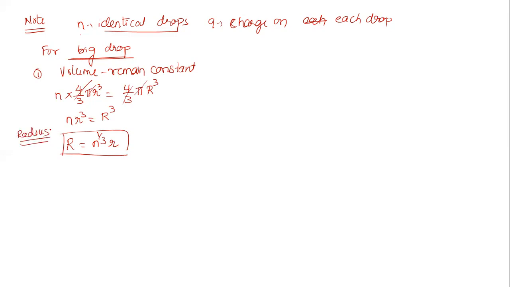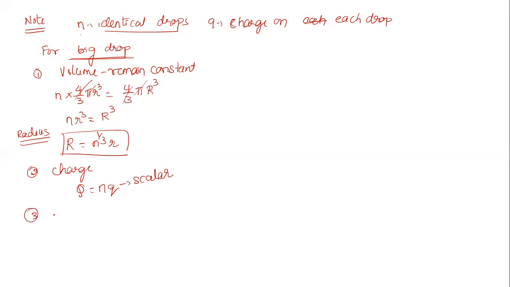Okay, one thing: the radius is going to change. Now what will happen to the second point, the charge? The charge on the bigger drop is equal to n times the charge on the small drop, because it is what type of quantity? A scalar quantity. We just add them up. That's the property we are going to use.